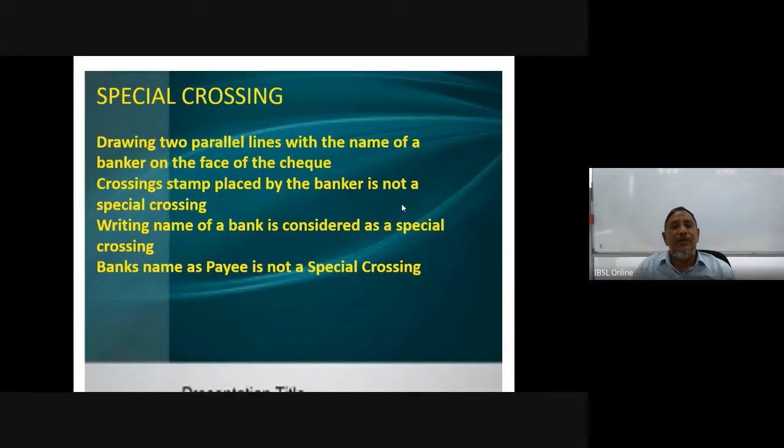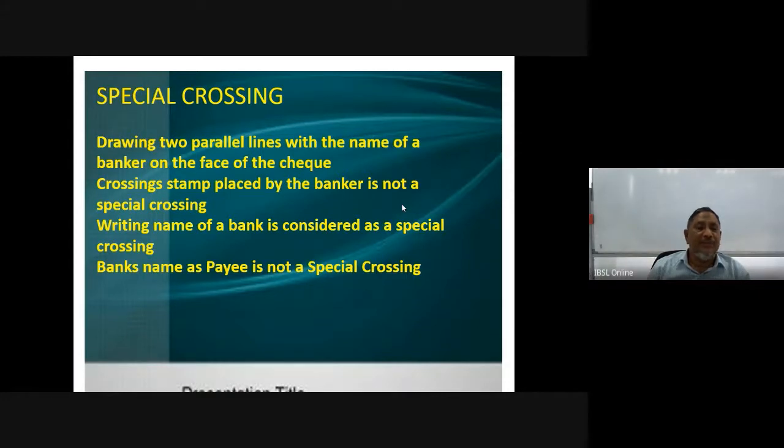Drawing a special crossing is drawing two parallel lines with the name of a banker on the face of the check. Crossing stamp placed by the banker is not a special crossing. Earlier, before this truncation system was introduced, banks were placing the crossing stamp on the face of the check. But now it is not there. It has to be placed on the reverse of the check to identify which bank has collected the check. Okay? To identify the bank that has collected the check, the endorsement is required. Writing the name of a bank is considered a special crossing.